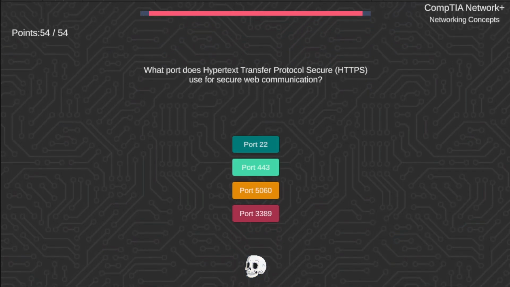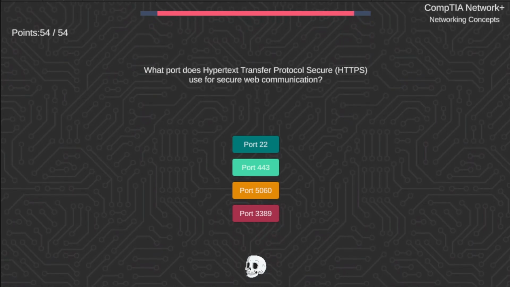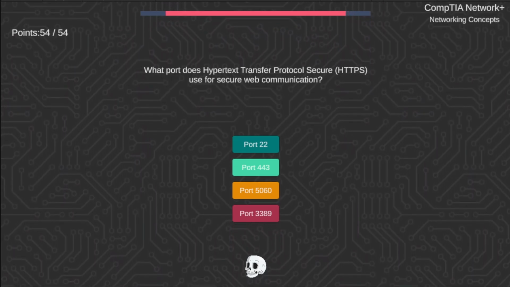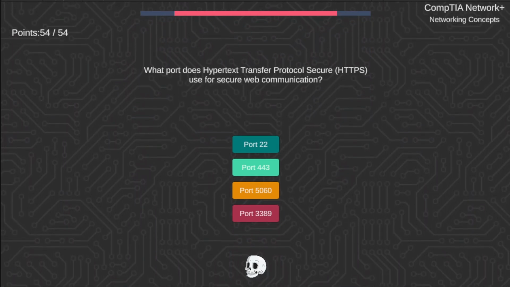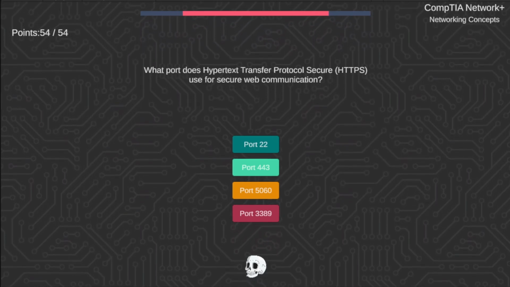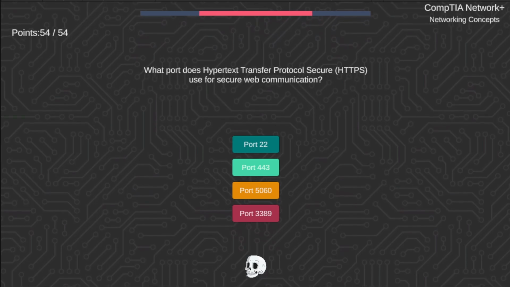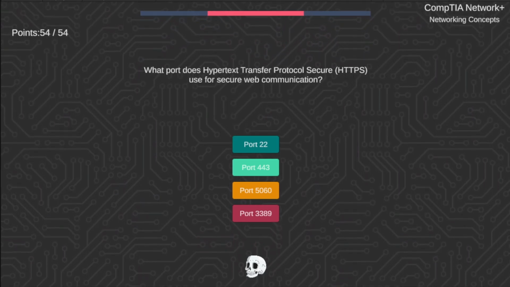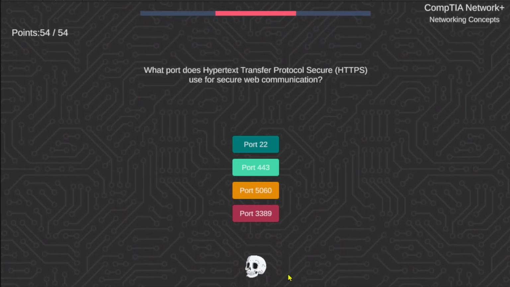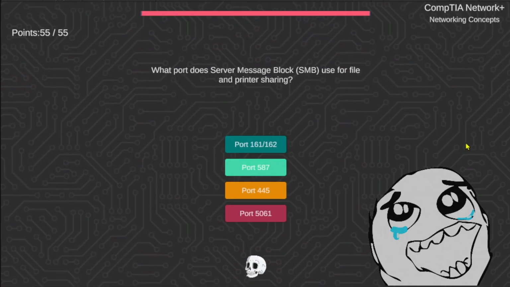What port does Hypertext Transfer Protocol Secure, HTTPS, use for secure web communication? Port 22, port 443, port 5060, or port 3389? HTTPS. Correct answer is port 443.